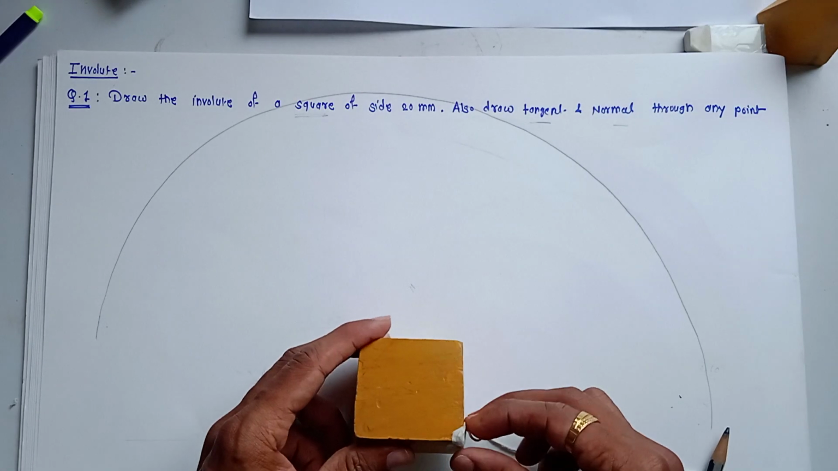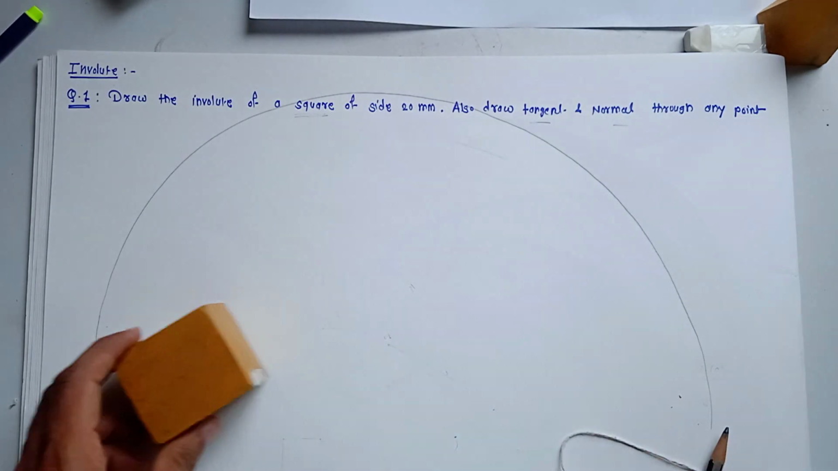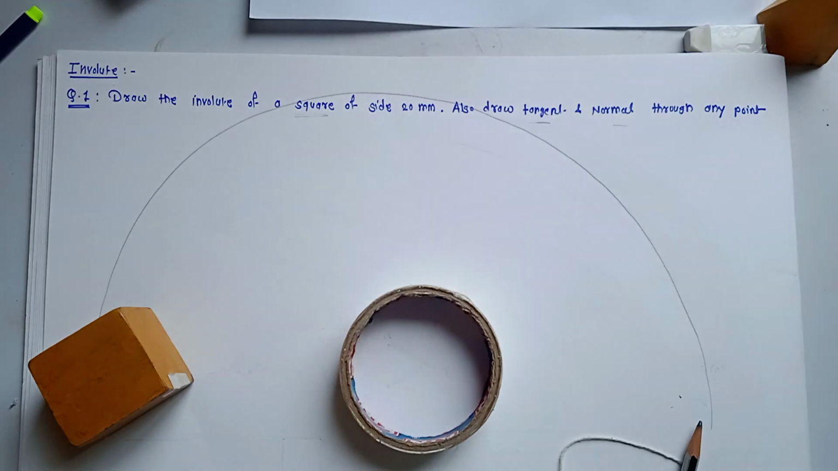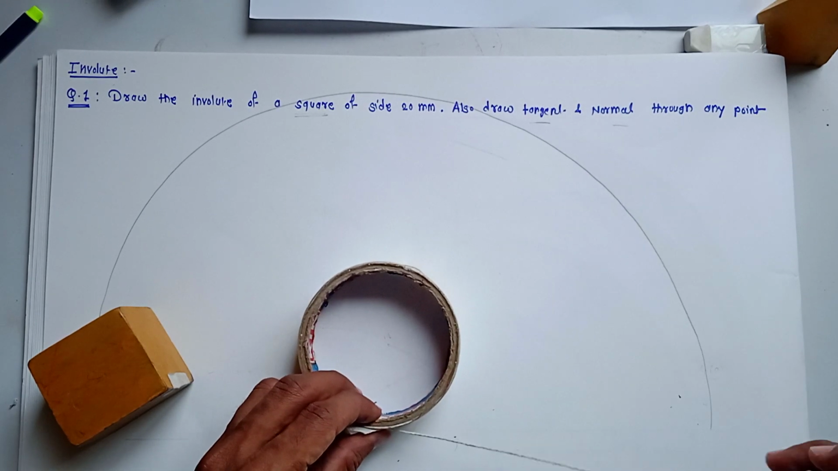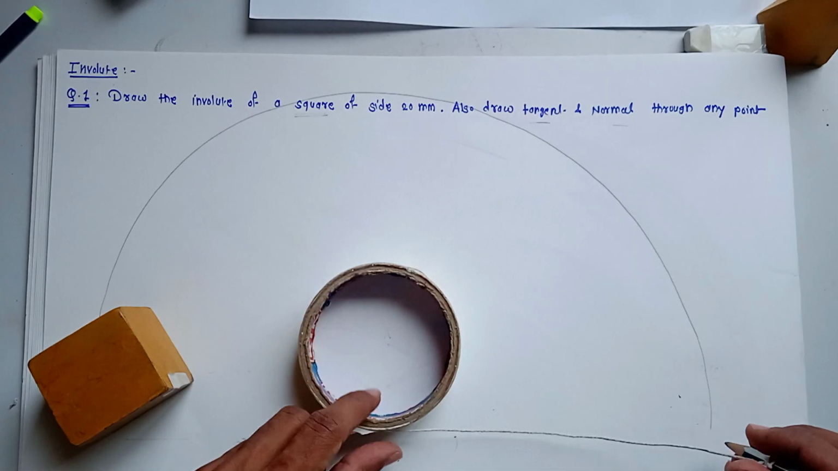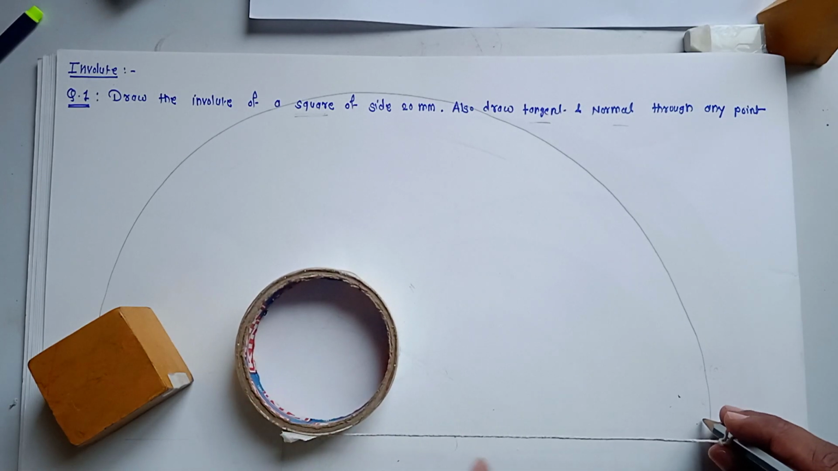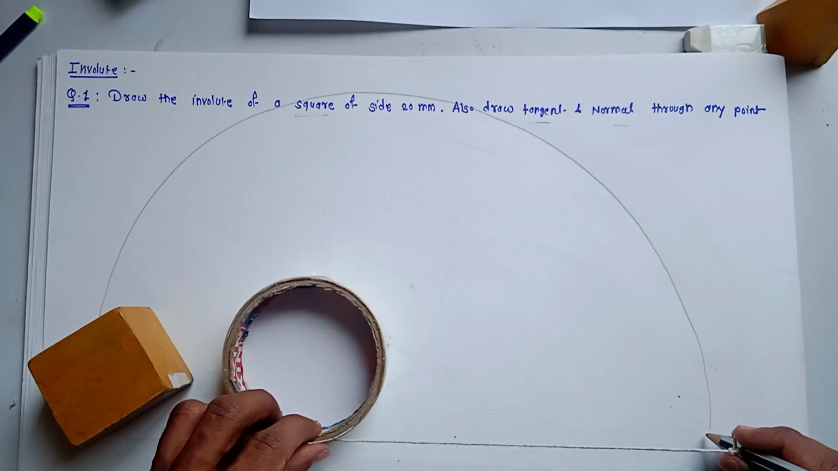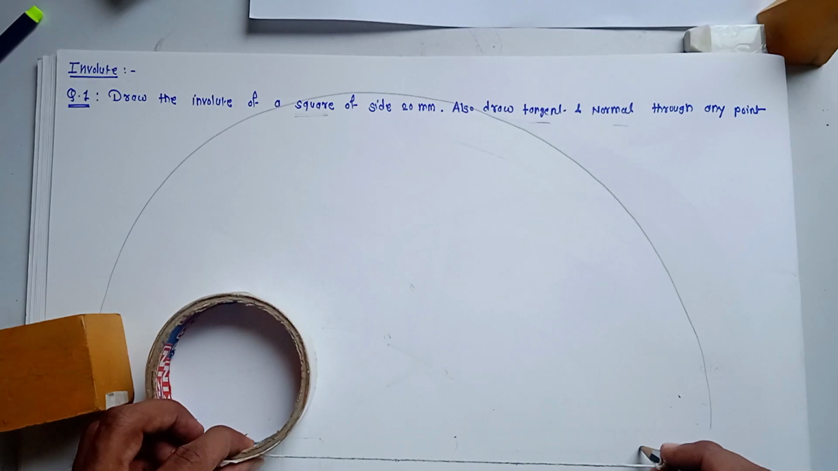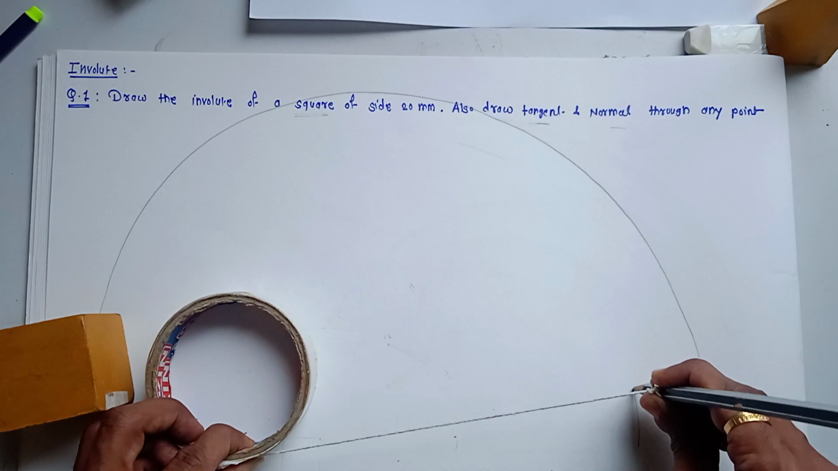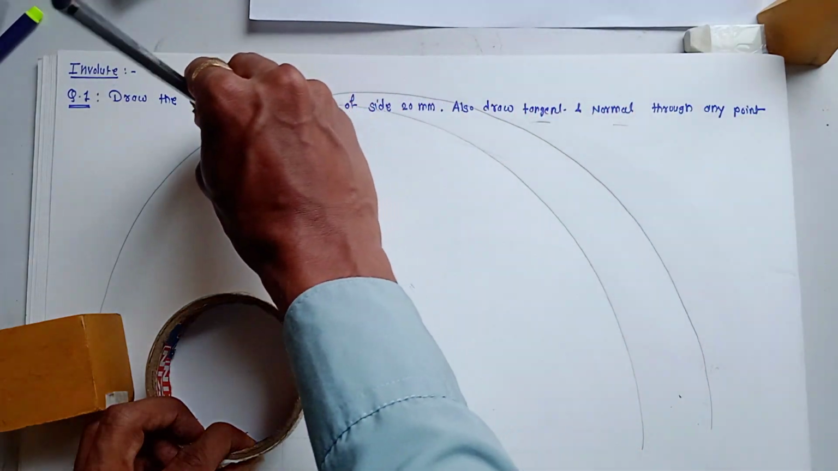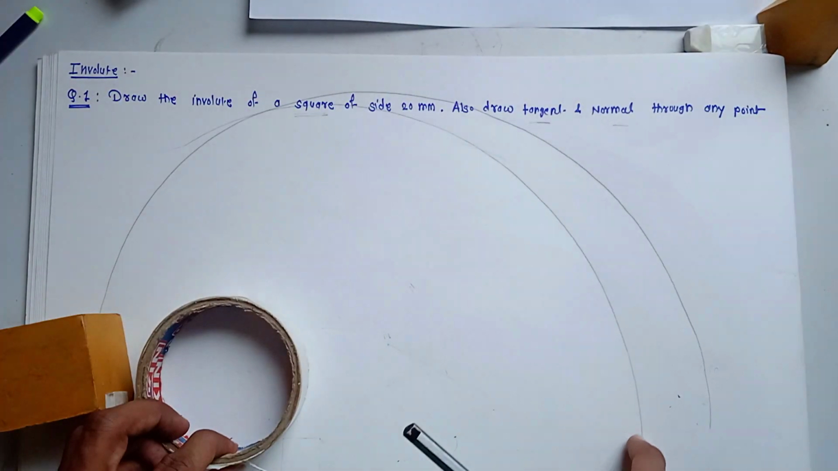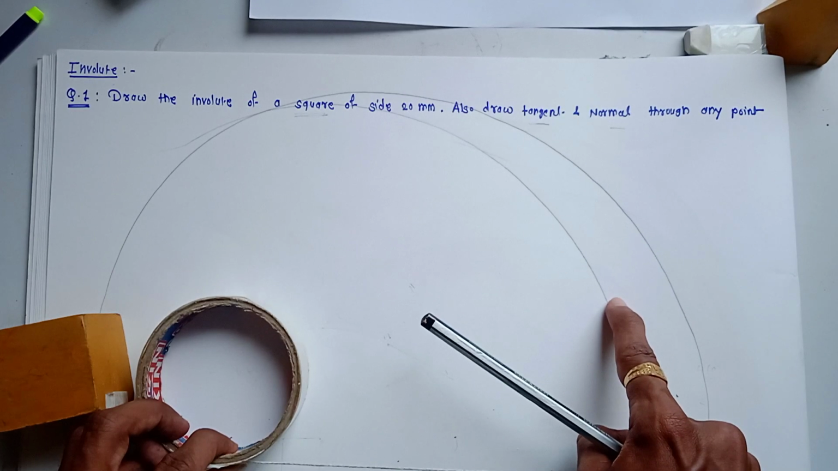Similar to the polygon, if I take a circular disc and attach the string, with one end attached to the circumference, we can take a length equal to the perimeter, and then if you wound the string like this, it will generate one smooth curve. This smooth curve is called the involute curve.